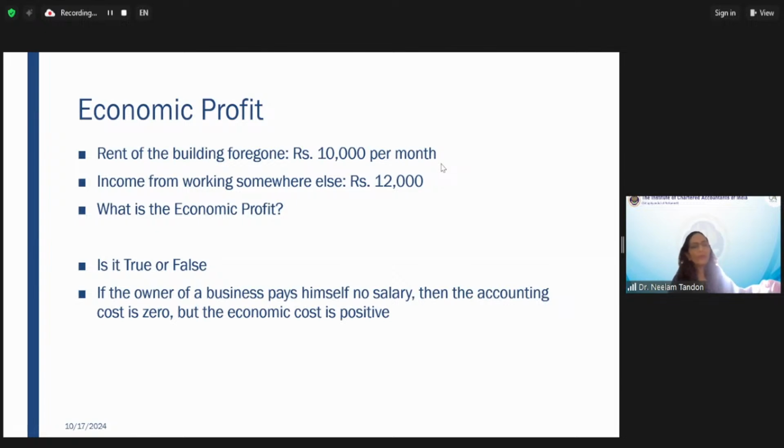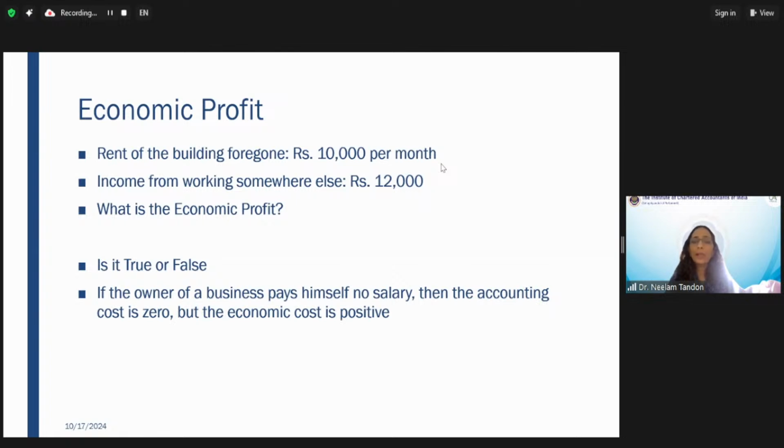Now, when we talk about economic profit, इसमें आप explicit cost भी लेंगे और implicit cost भी लेंगे. So the rent of the building foregone is 10,000 per month. Means she's using her own building. So if you are using your own building, and if you would have given it on rent, how much rent would you have got? She would have got rent of 10,000 per month. So ये rent forgo कर रही है. So that means 10,000 rupees उसकी क्या होगी? Implicit cost. Secondly, income from working somewhere else. So if she would have worked somewhere else rather than renting services to her business, अगर कहीं और काम करती है, तो in that case she would have got a salary of rupees 12,000 which she's foregoing.